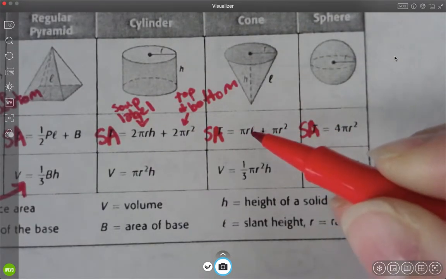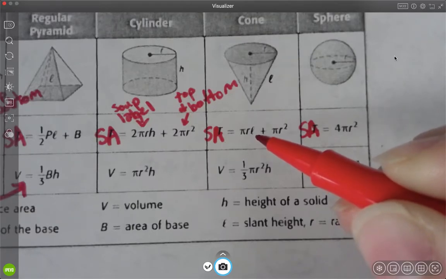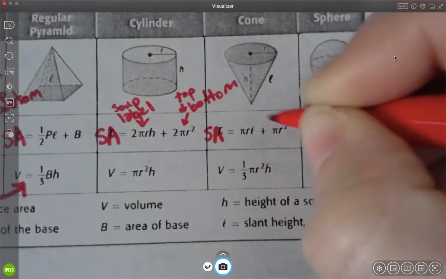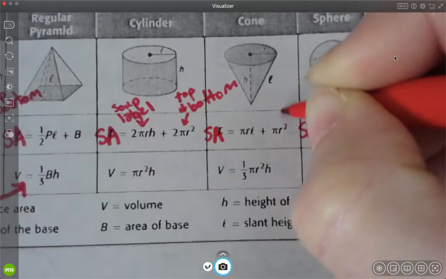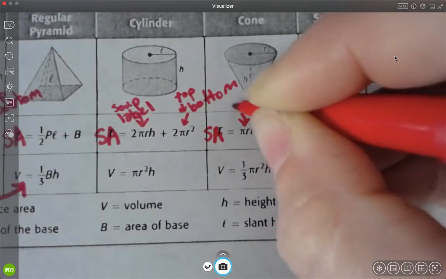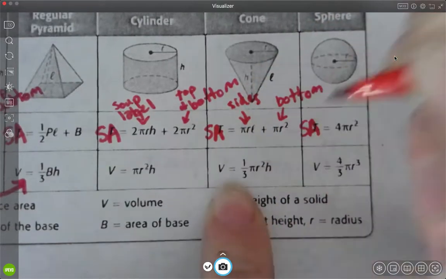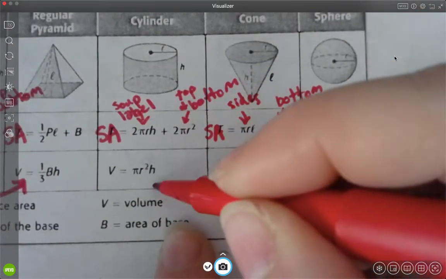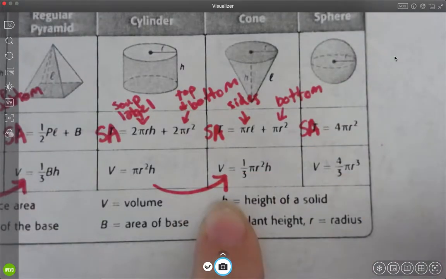What does this L mean again? Slant height. Okay, and pi r squared, this is the bottom, and this guy is the sides. Okay? 1/3 pi r squared h. Check out the volume of the two of those.